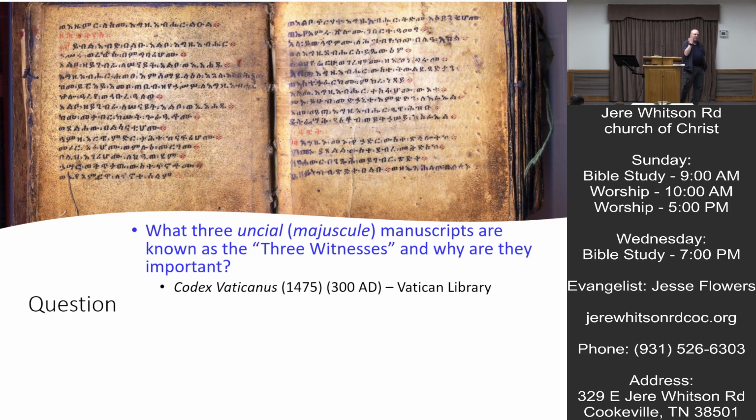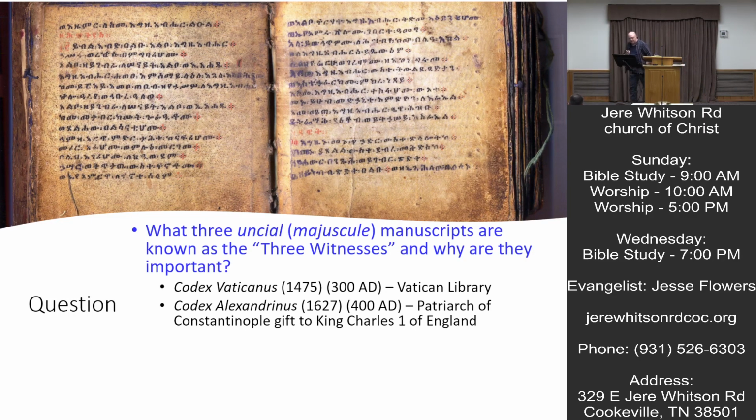Okay, so what was another one? Another famous place, had a big famous library, known in the ancient world as one of the great wonders of the world, the seven wonders of the world. The Codex what? Alexandrius. Yeah, that's right. And this one was kind of interesting. 1627 was when it was given. It was the Patriarch of Constantinople, interesting individual. It was a gift to King Charles I of England. A lot of stuff happening in the 1600s in England. You remember all of that was going on.